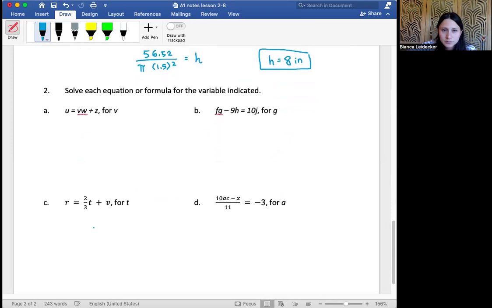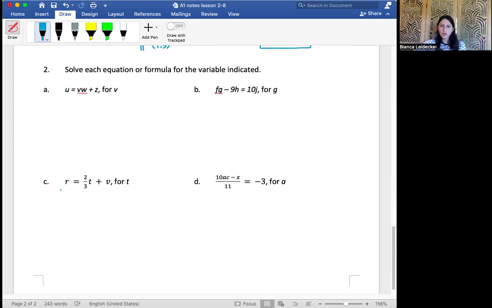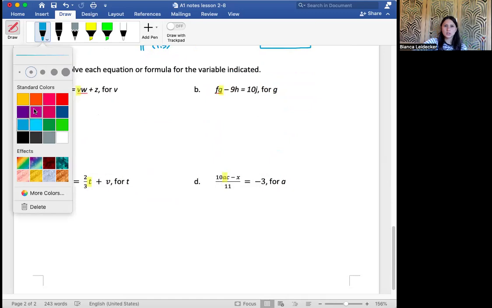Okay. Now down here, all we're doing is reformulating our equation so that what they're asking us to find is by itself. So in A, we want V by itself. In B, I want G by itself. In C, solve for T, so I want T by itself. On D, I want A by itself. Okay. Let's go up and work these out. Maybe I'll change colors here.